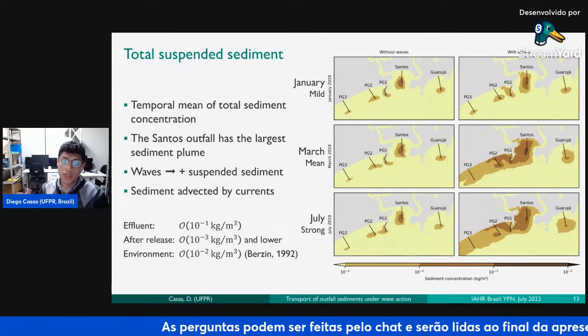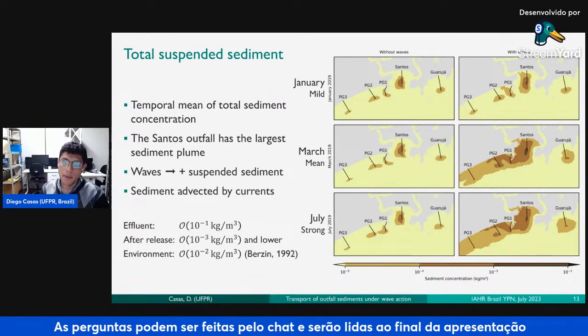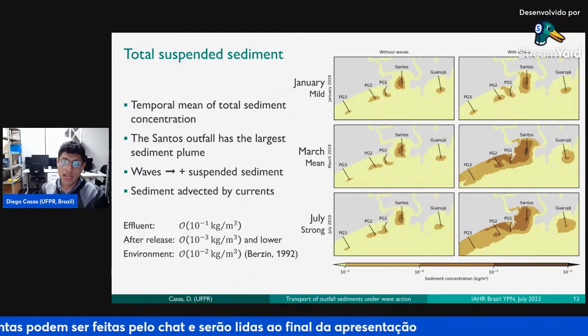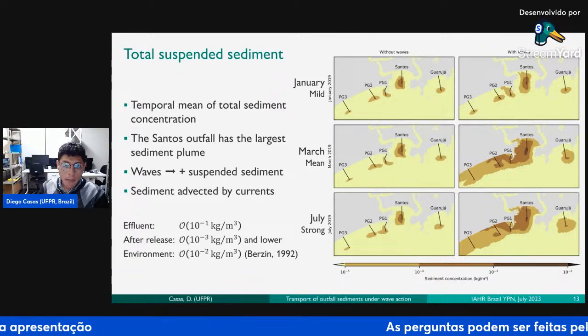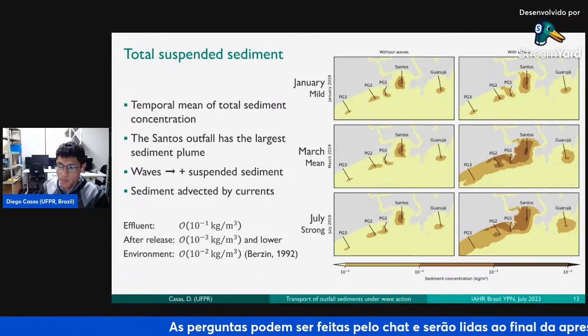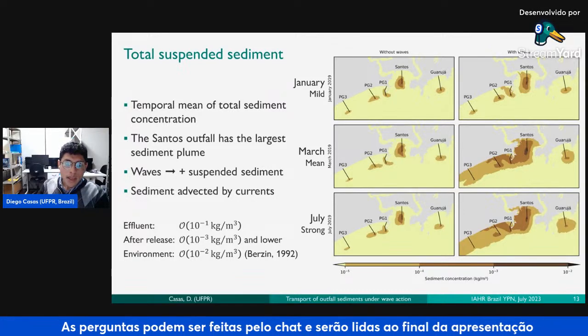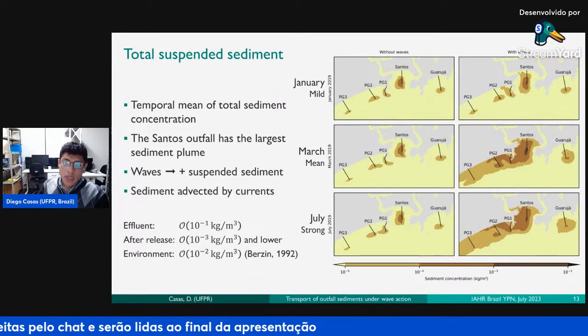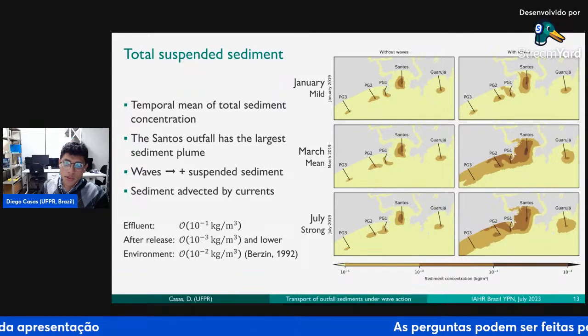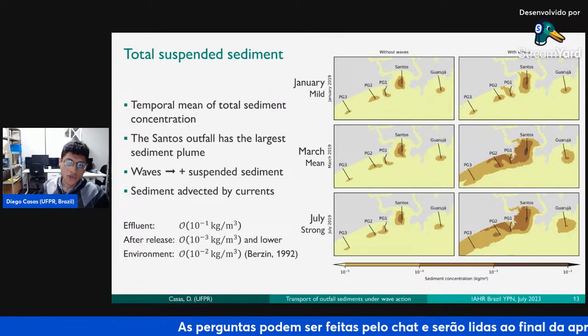However, if we compare these concentrations with the natural sediment concentration in the bay, as they were found by Berzin in 1992, the ambient sediment concentrations are in the order of 10 to the minus 2. So these concentrations of sediment from the outfall rapidly go below the ambient concentrations.